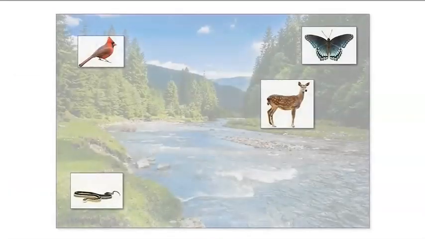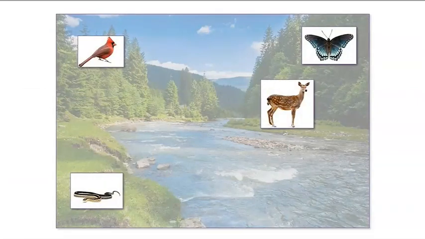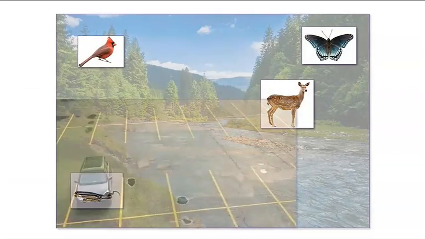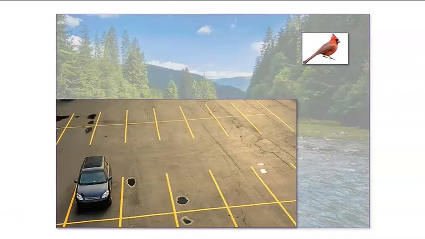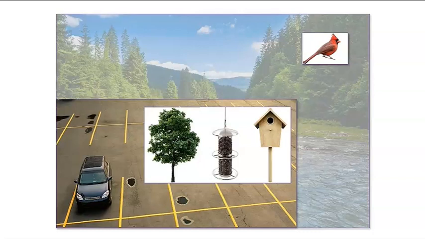But what happens when there is a long-term change to an environment? For example, what happens to a forest environment when a company builds a parking lot there? How does the parking lot affect the organisms that live in the forest? Some animals, such as birds, might stay, and the company that builds the parking lot could design a solution to help the birds meet their needs in this changed environment.